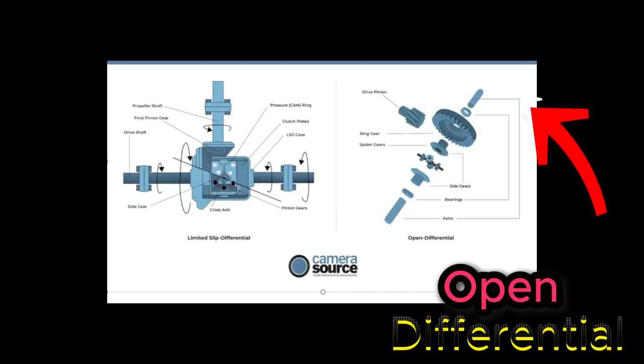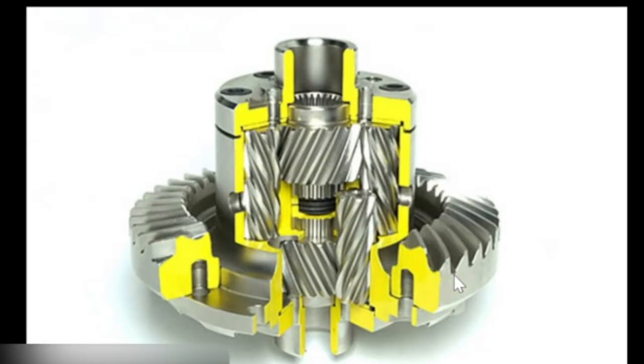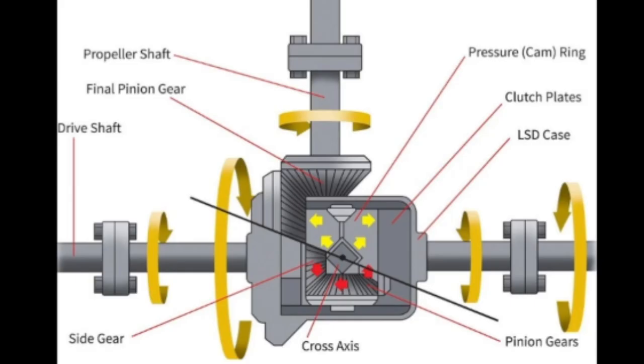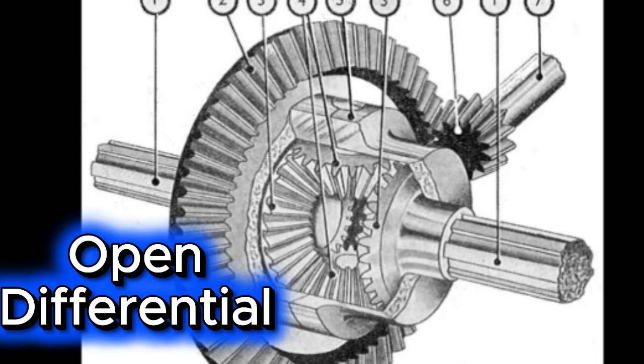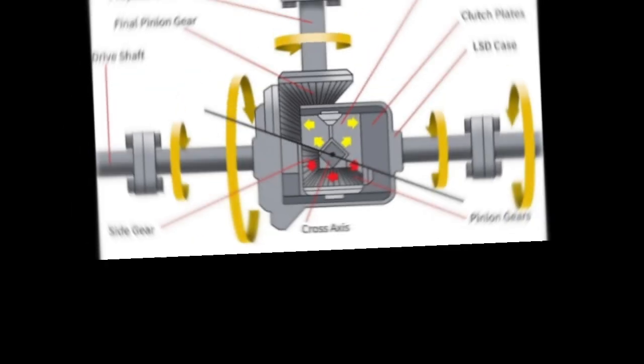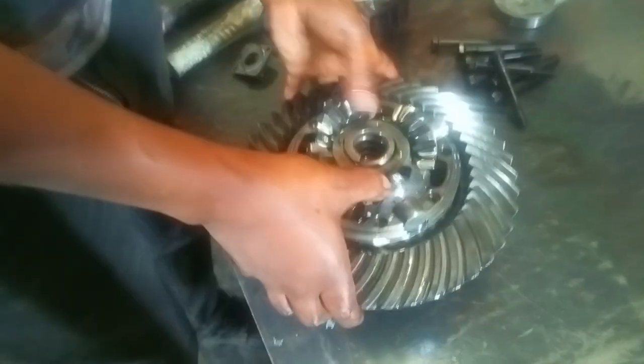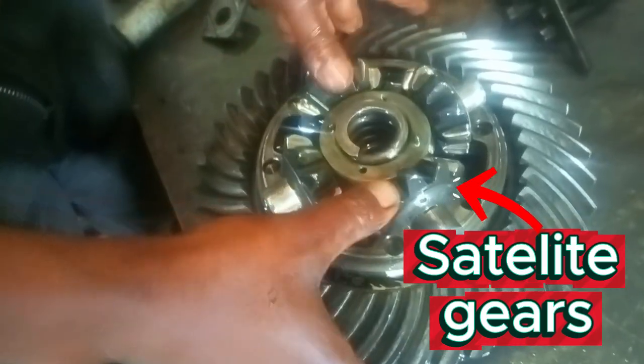There are four main types of differentials: open differential, limited slip differential, LSD, locking differential, and torque vectoring differential. Here are illustrative images showing the four main types of vehicle differentials, along with brief labels so you can see how they differ visually and in construction. Now, let us demystify their differences and how they work.